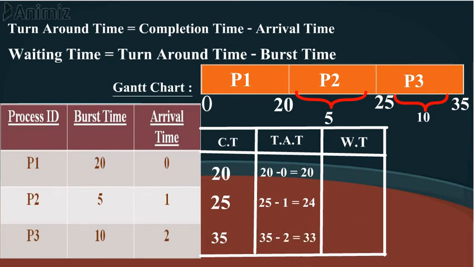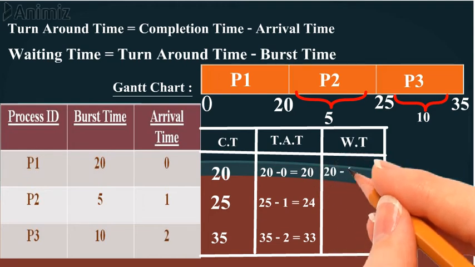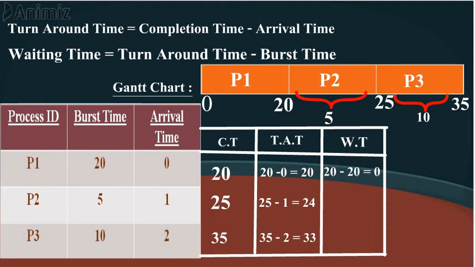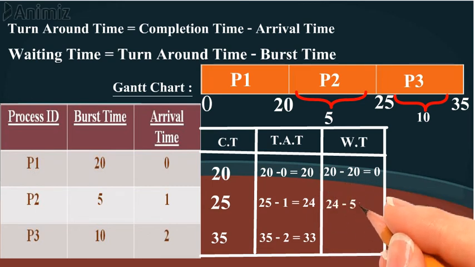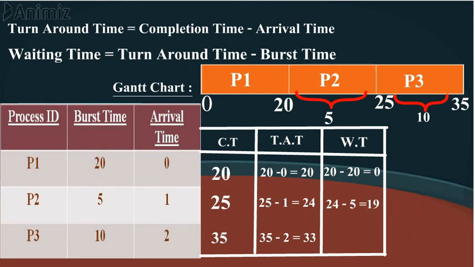The waiting time can be calculated as turnaround time minus burst time. So the waiting time for process P1 is 20 minus 20, 0. The waiting time for P2 is 24 minus 5, 19. The waiting time for P3 is 33 minus 10, 23.